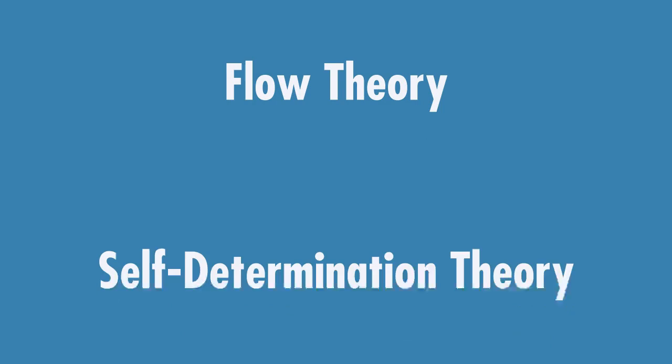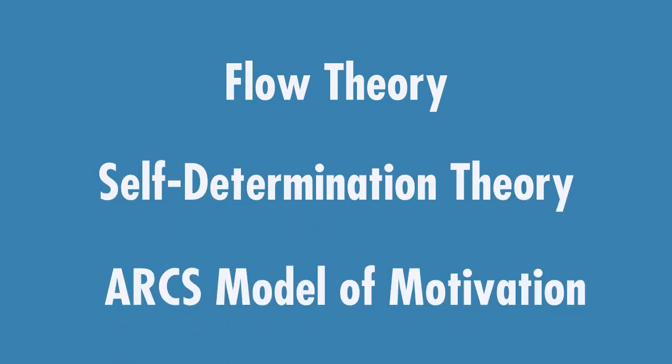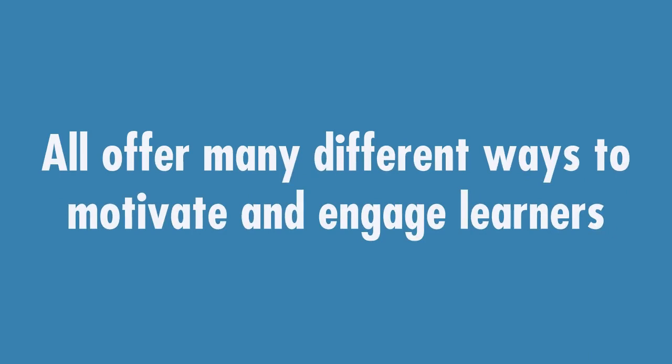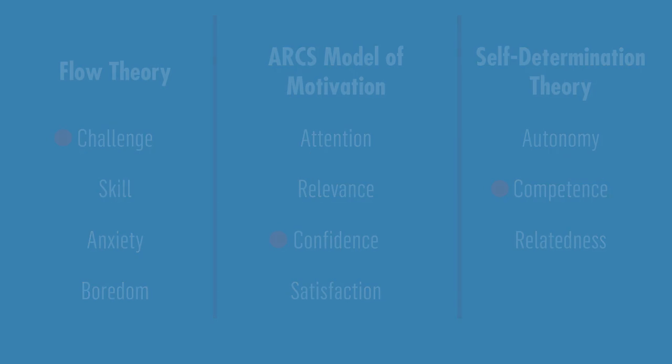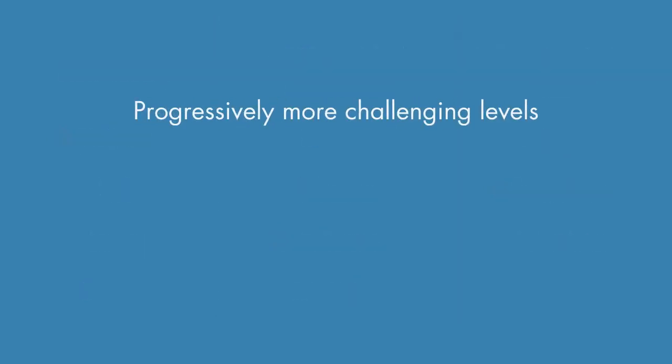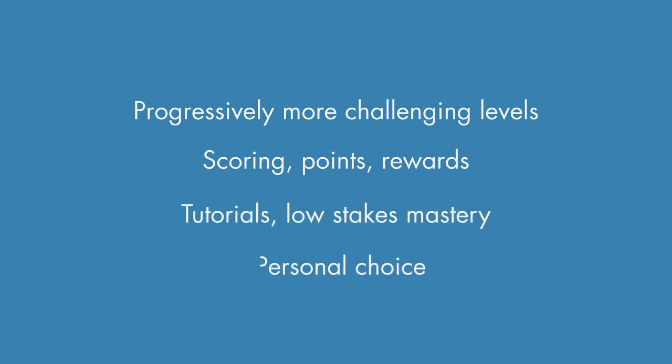Now these three models, flow theory, self-determination theory, and the ARCS model of motivation, they all offer many different ways to motivate and engage learners. And as we saw, there are a lot of overlaps between the three theories, particularly in the challenge, confidence, and competence sectors. And strategies like progressively more challenging levels, scoring, rewards, tutorials, and personal choice all tap into these motivational frameworks.